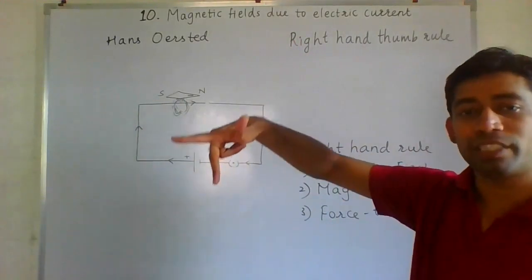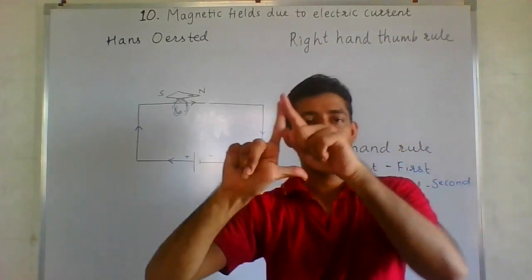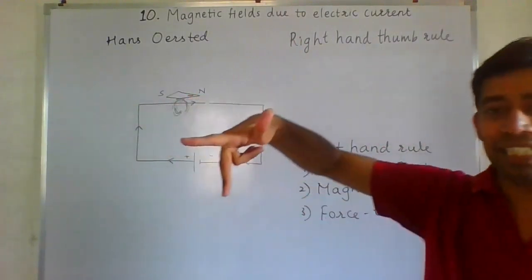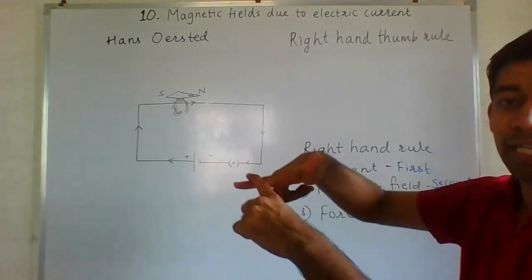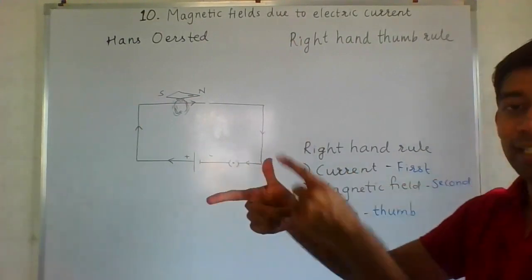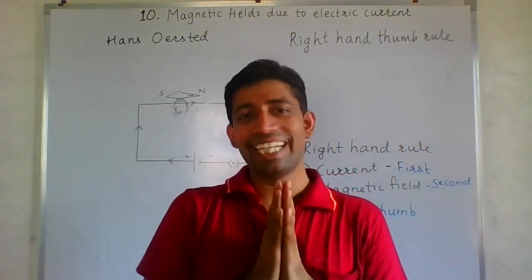This position should be such that you can see this as perpendicular. See this one also as perpendicular. All three should be perpendicular to each other. Okay. So I repeat: current, magnetic field, and then this one will be your force. Let's apply in a straight wire.